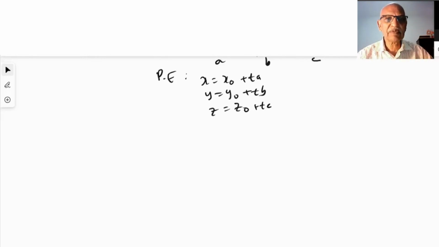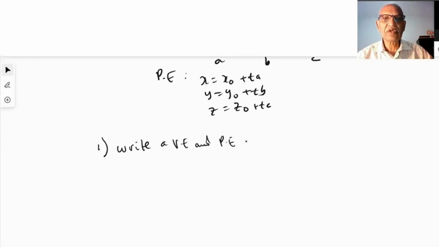Let's see examples. Example number 1. Write a vector equation and parametric equations of the line (x minus 4) over negative 3 equal to y over 5 equal to (z minus 1) over 6.